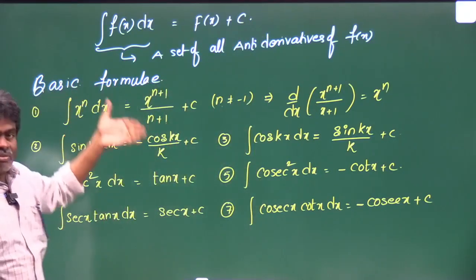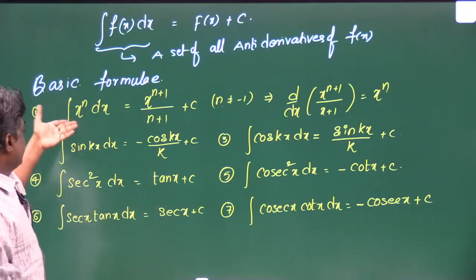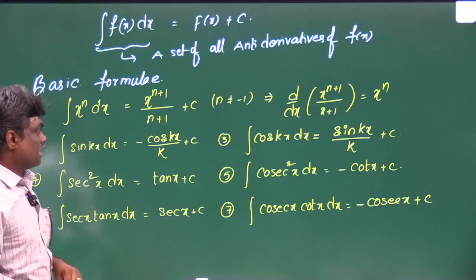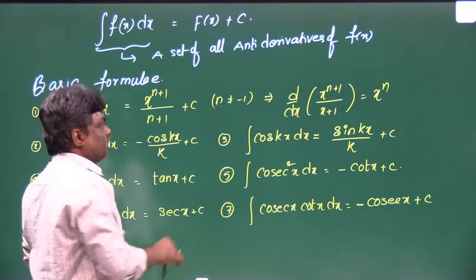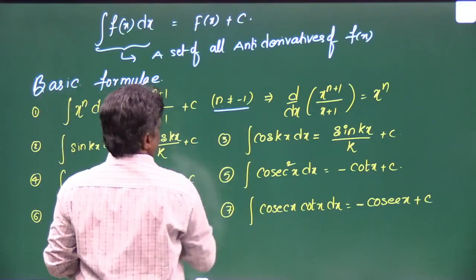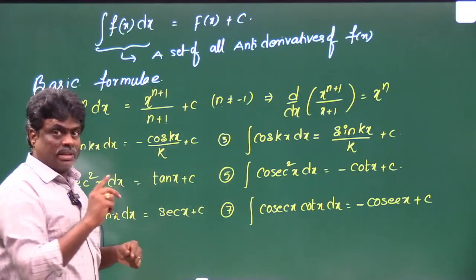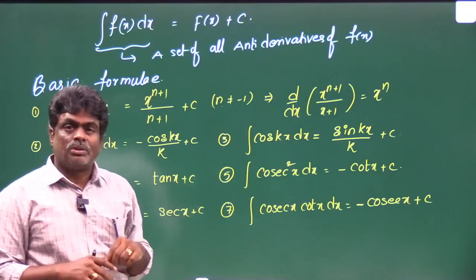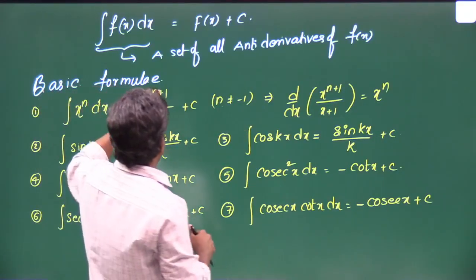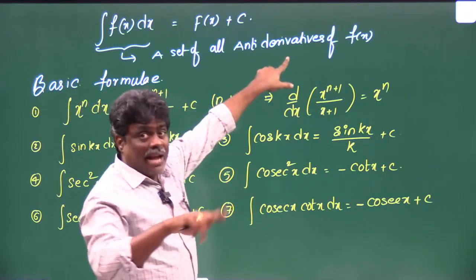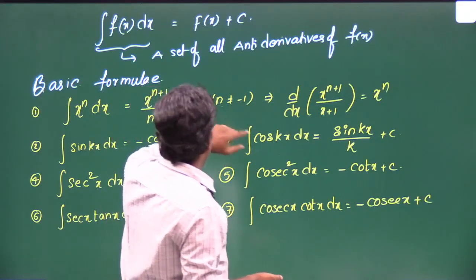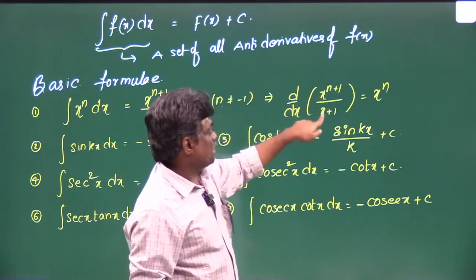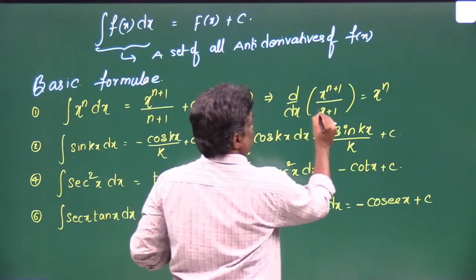So these are the basic formulae. The first one: the integral of x power n dx is x power n plus 1 by n plus 1, plus c, where c is some constant. Here n should not be equal to minus 1, because if n is equal to minus 1, it will diverge. And if you take the reverse, as we already explained, it is an antiderivative. So if you apply the derivative on both sides, d by dx of x power n plus 1 by n plus 1.